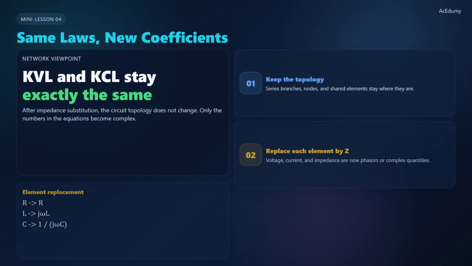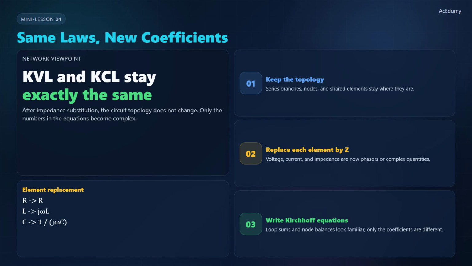In the last lesson, we turned R, L, and C into impedances. Once that replacement is done, the network laws do not change shape. Kirchhoff's voltage law is still a loop sum, and Kirchhoff's current law is still a node balance. The only real difference is that the coefficients are now complex.